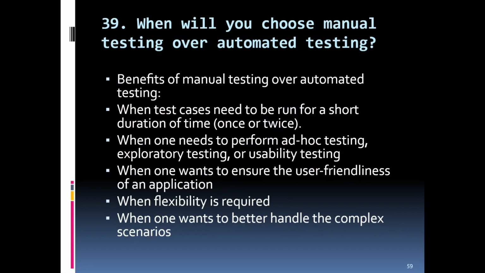Now, when will you choose manual testing over automated testing? So here are the benefits of manual testing over automation testing: when test cases need to be run for a short duration of time, once or twice, when one needs to perform ad hoc testing, exploratory testing, usability testing, when one wants to ensure the user friendliness of the application, when flexibility is required, and when one wants to better handle complex scenarios. These are the situations when you need manual testing over automation testing.